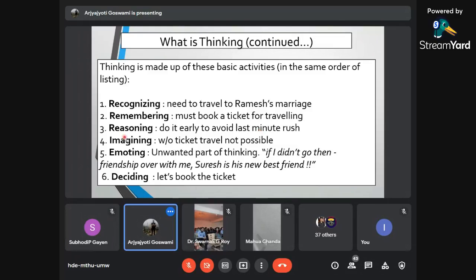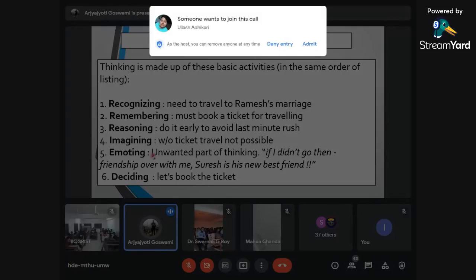Right? Fourth step of thinking is imagining. Once you reason that I will book my ticket at that point of time, the fourth step is imagining that without ticket, travel is not possible. Like you are imagining something. Fifth step is emoting. Emoting means your emotions are coming into picture, right? Which is unwanted part of thinking.